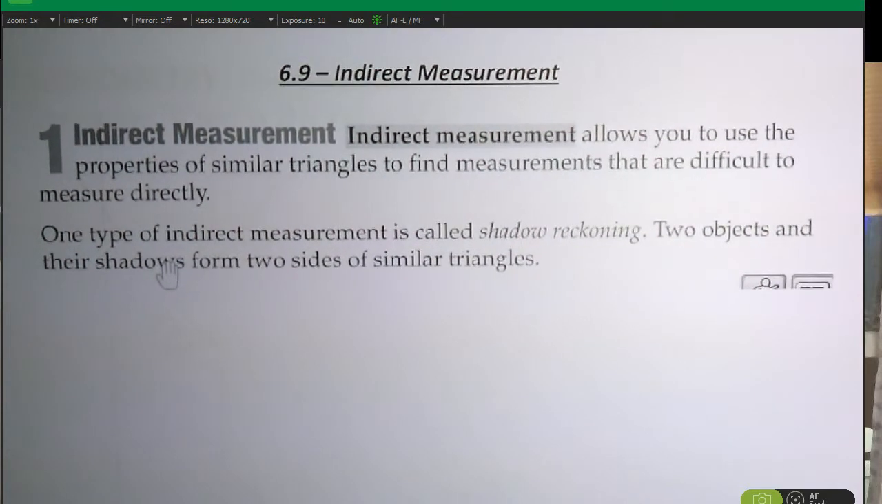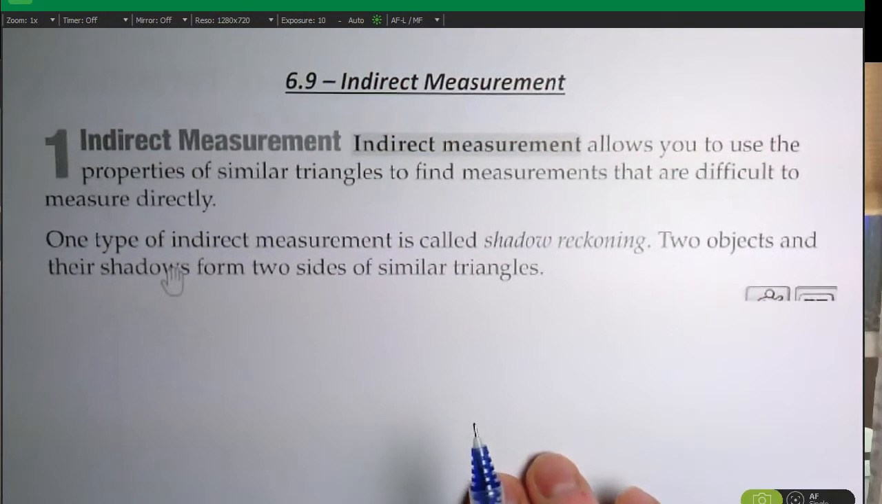In fact, if you ever see surveyors, people who have a tripod out and are looking through what looks like a monocle, a monocular, they're using triangles to figure out how high or how low the ground is raised or declined. So it's used quite a bit. The book has a sample of problems that it works through. The first one they call shadow reckoning, which uses two objects and their shadows to find similar triangles and similar measures.